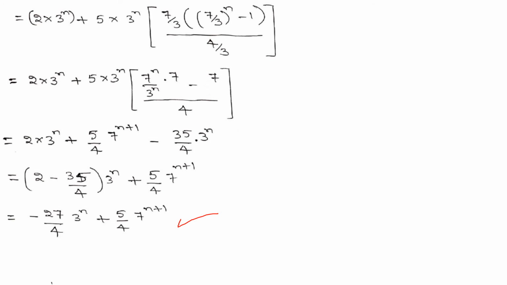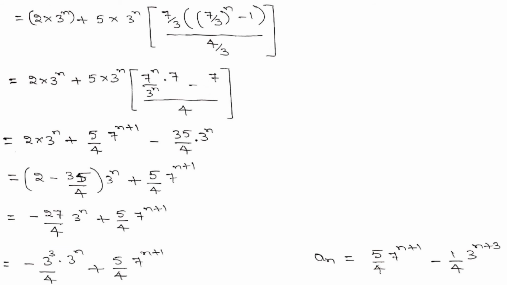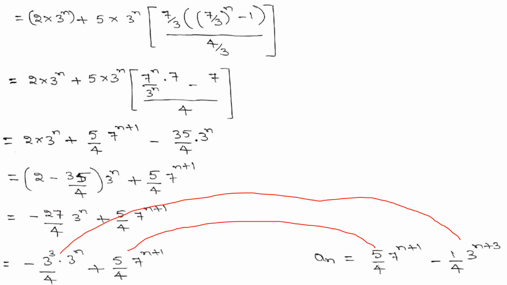and again we can write this 27 as 3 cube. Yes, we have written. Then we can add the powers. Since the bases are same, it becomes 3 to the power n plus 3. So we have written the first term as positive term, then the negative term here. So this completes the solution of this problem.